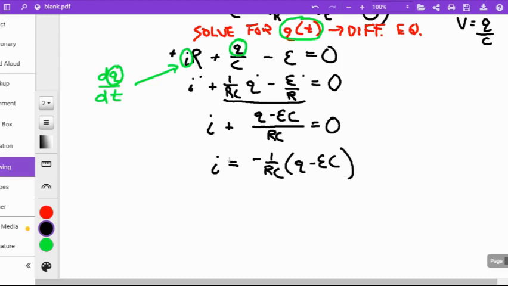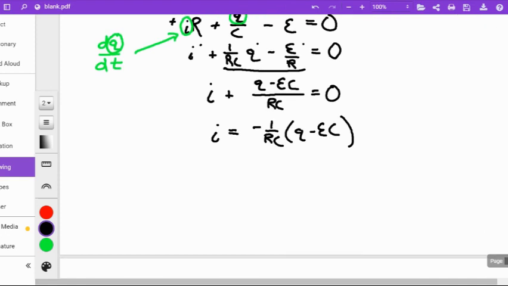Check my algebra. I had to subtract the term to get it onto the right side. That's where the negative comes from. And then I just pulled that 1 over RC out in front. Okay. And now I do the magic of separating variables.